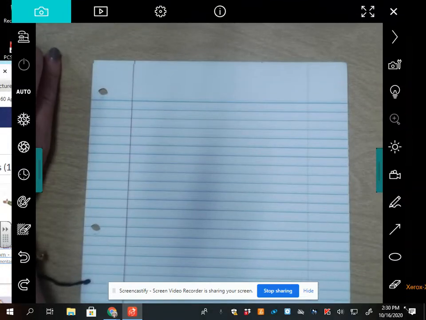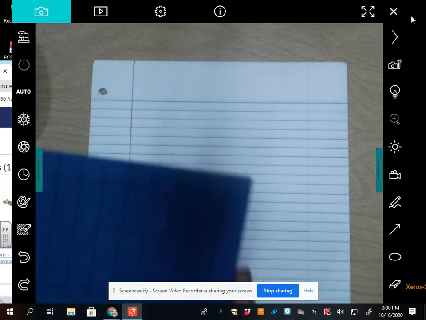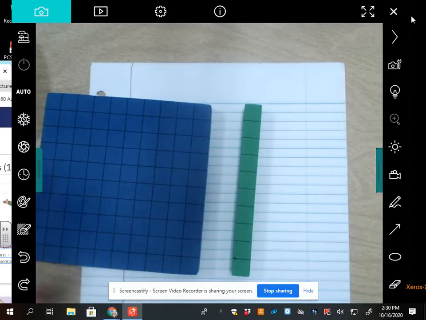Right, friends, today we're going to take a look at adding and subtracting three-digit numbers using base 10 blocks. So before I get into a problem, what are base 10 blocks? They're the blocks that look like this that you may have seen in previous grades.